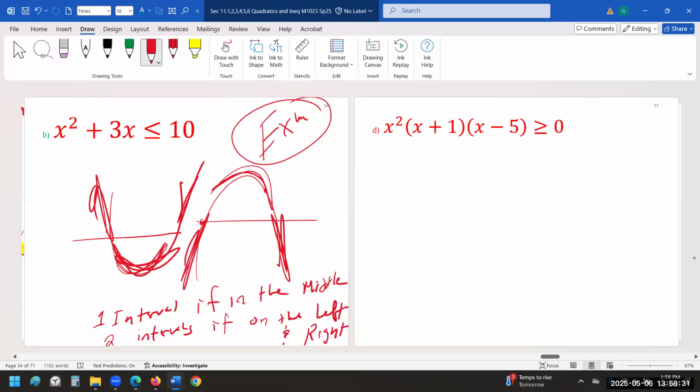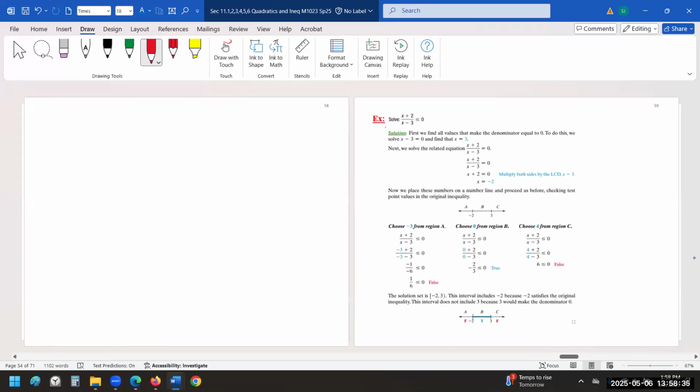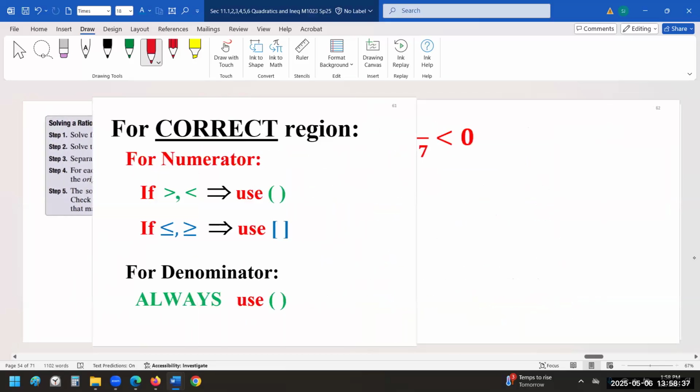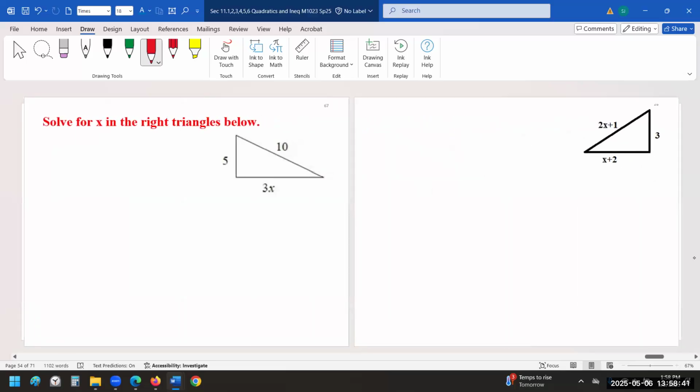What I want to show you next is something that will be in the exam. I thought I was going to finish everything, but I couldn't finish in your class, no problem. What I'm going to do now is a final exam question.